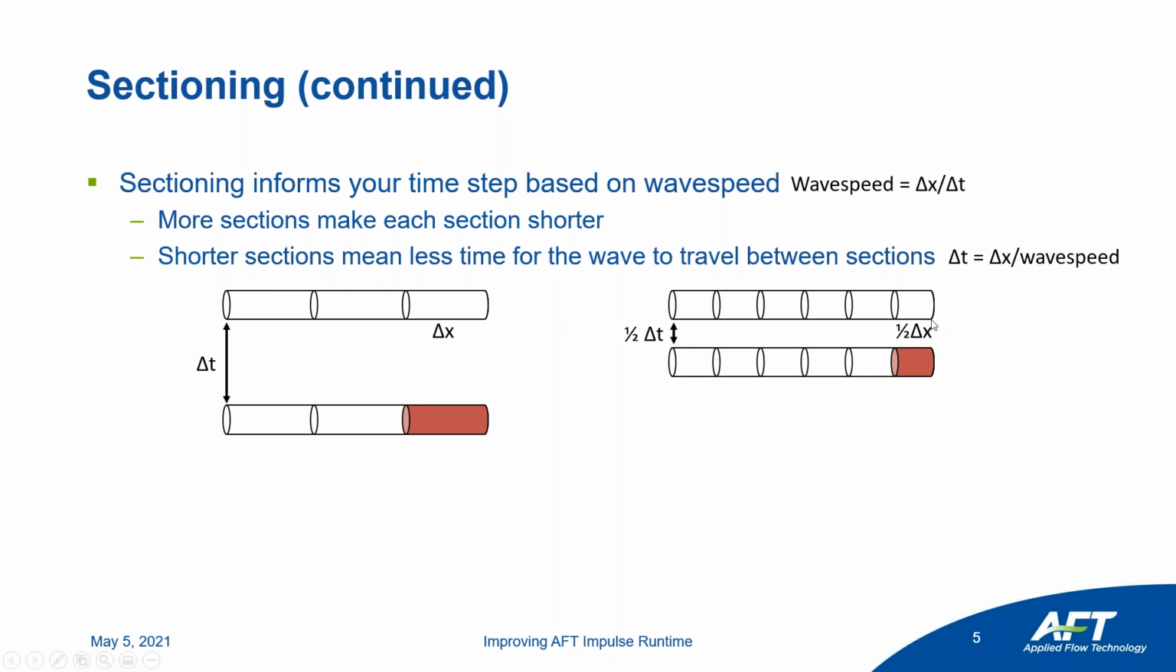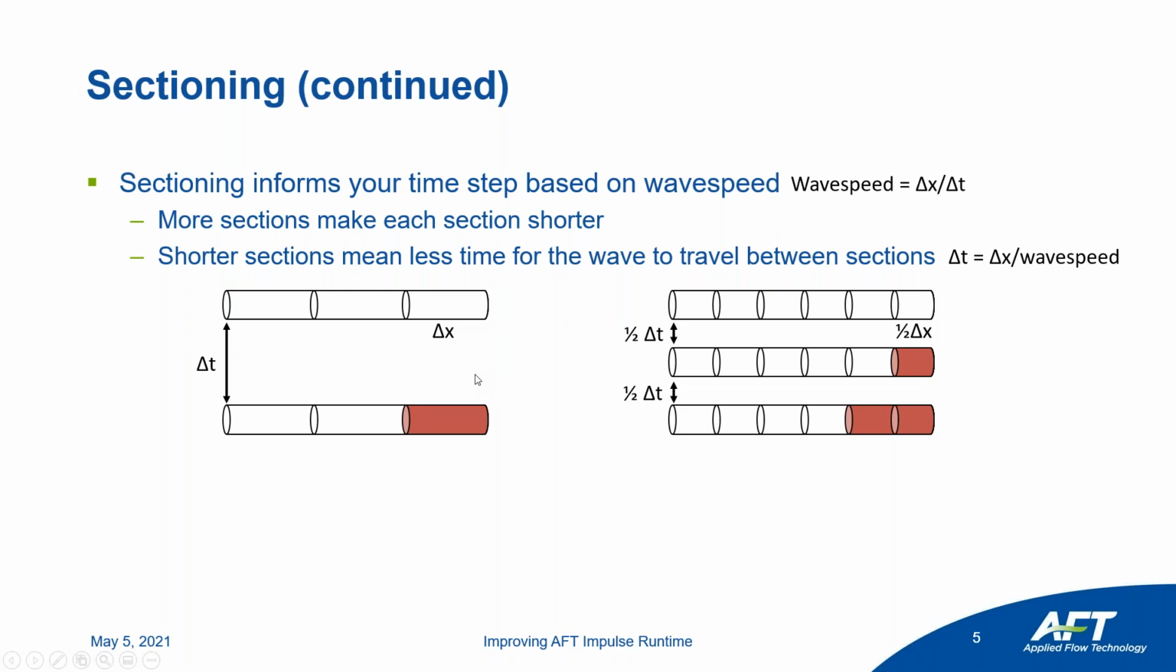So the wave is going to travel half this distance, or half the full distance in half the time. Therefore, we need to update this intermediate point more often. So for the same distance that the wave has to travel, we'll call that delta x. Here we have to do many more calculations than on the left-hand side.